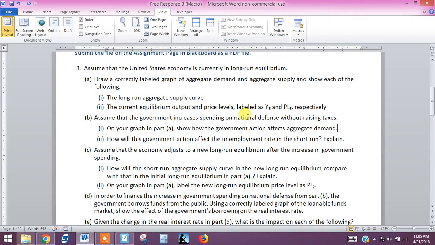So they're going to be hiring more employees, and they're going to be purchasing the raw materials to produce whatever it is the government wants produced in terms of defense products, right? So that's going to shift the aggregate demand curve to the right. And we want to show that on the graph, and we also want to explain what that's going to do to the rate of unemployment.